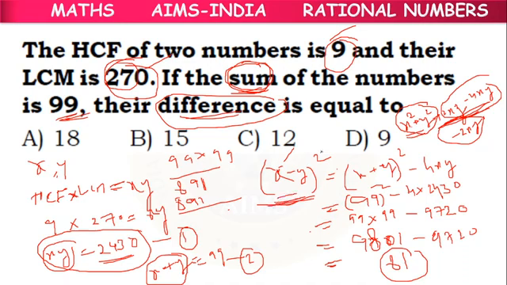If the square comes to this side, it will become square root. Or 81, how can we write? 9 square we can write. Square and square cancel. x minus y value, how much? 9. So the correct answer is 9. So if we know the product and the sum, we can find the difference by using this formula.